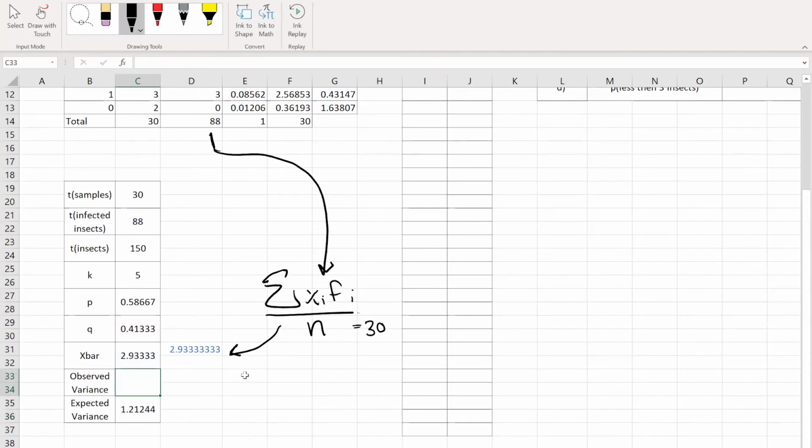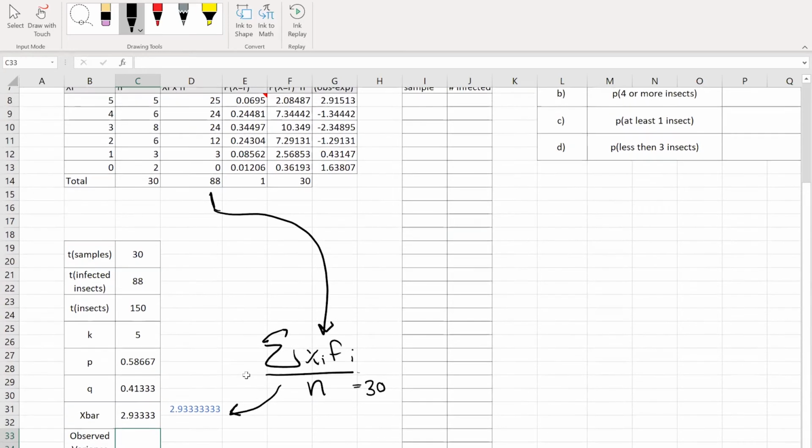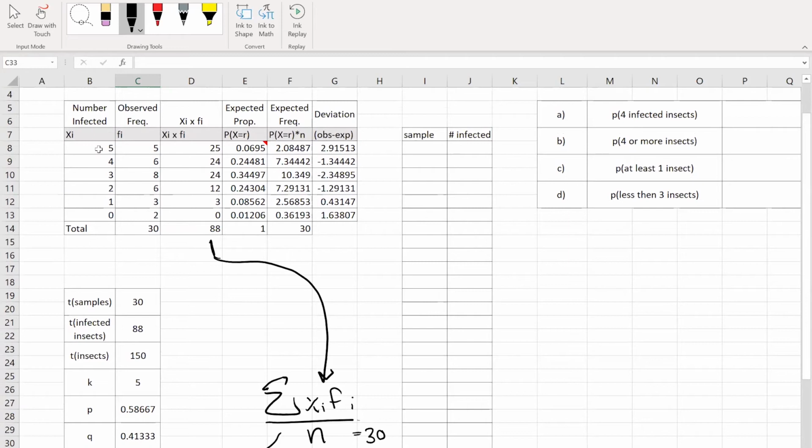Our observed variance is a little tricky. You have to transform the data into our raw data format. And what I mean by that is here we've got number of infected and observed frequency. So for 5 samples out of 30, we saw 5 infected bugs. We saw 6 samples with 4 infected bugs. We need to transform this into raw data. So what I mean is we saw 5 infected bugs 5 times. So 1, 2, 3, 4, 5.